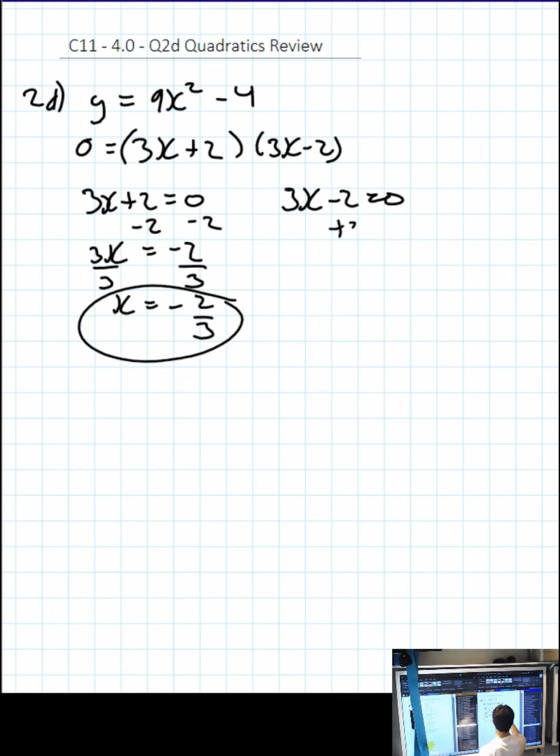Okay, the equation on the right, we're going to add 2 to both sides. So 3x equals 2. And then we're going to divide both sides by 3. So x equals 2/3.